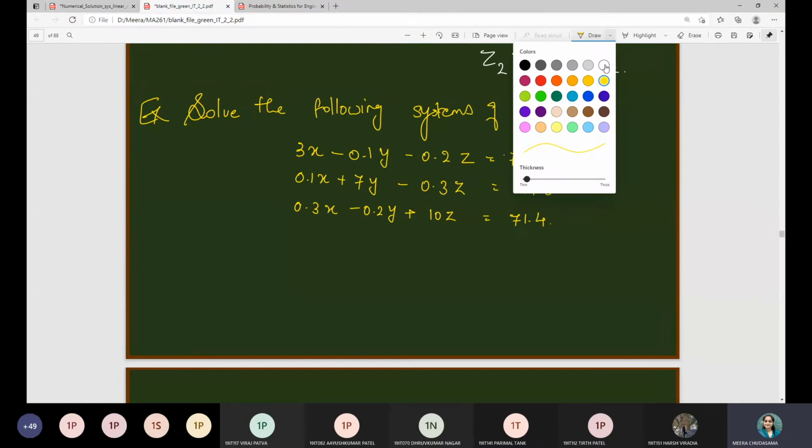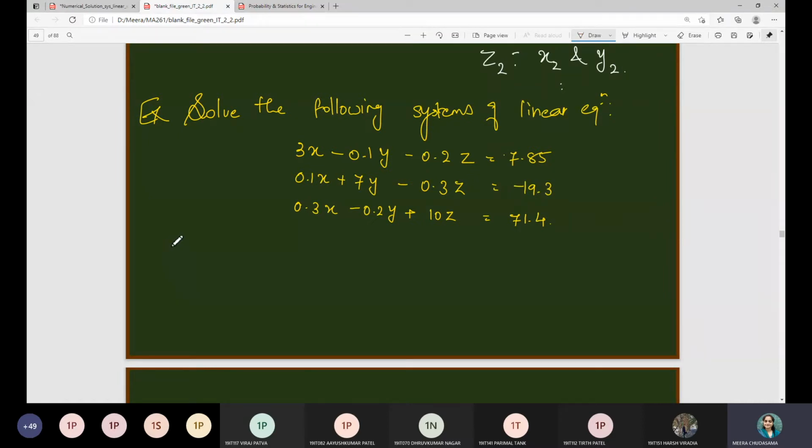So check first of all whether this Gauss-Seidel method is applicable or not. If you observe the leading diagonal elements, these three are the leading diagonal elements, and you can see 0.1 plus 0.2 will be 0.3, which is of course smaller than 3. 0.1 plus 0.3 will be 0.4, smaller than 7, as well as 0.3 plus 0.2, 0.5 is smaller than 10. So all these three conditions are satisfied, right?